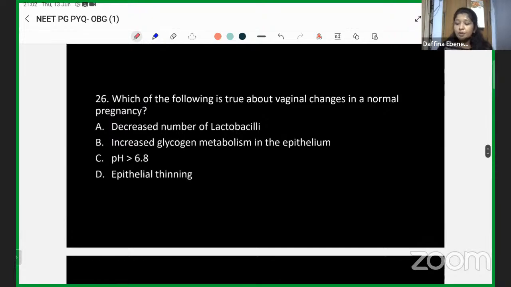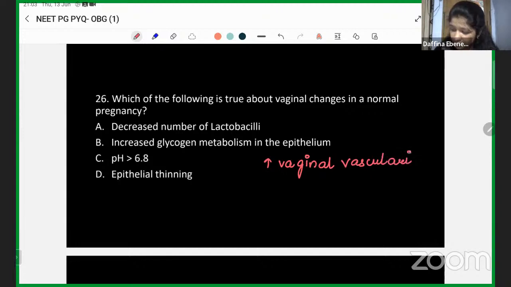Which of the following is true about vaginal changes in a normal pregnancy? As we all know, acidic pH is going to develop in pregnancy. The alkaline pH is going to change to the acidic pH in pregnancy. So for it to become acidic, you cannot have a decreased number of lactobacilli. Basically in pregnancy, there is increased vaginal vascularity and hyperemia, which is your Chadwick sign. These are the vaginal changes that occur during pregnancy. One is the Chadwick sign.